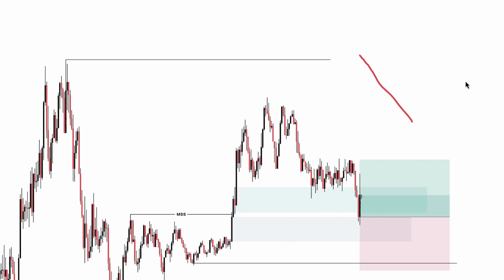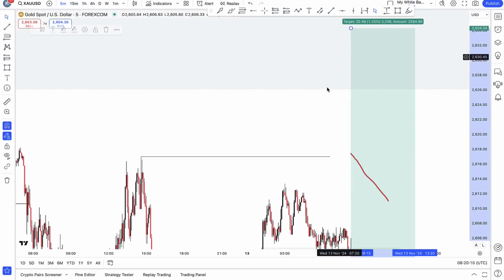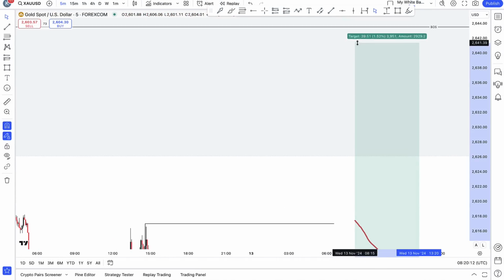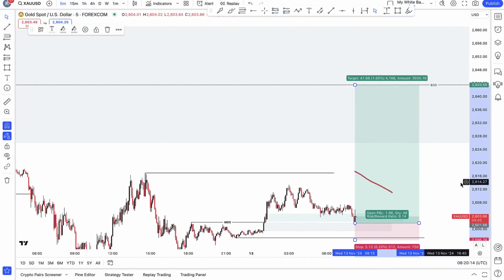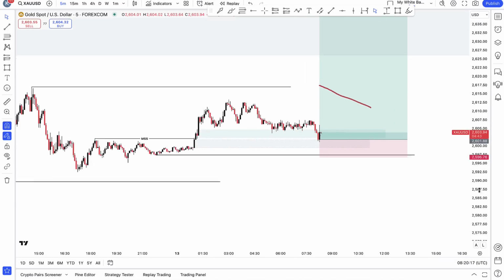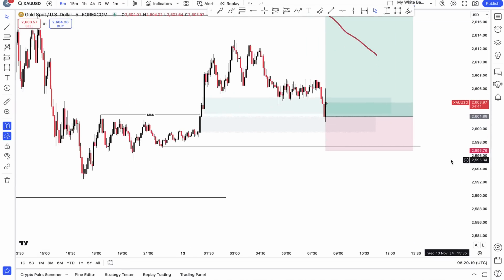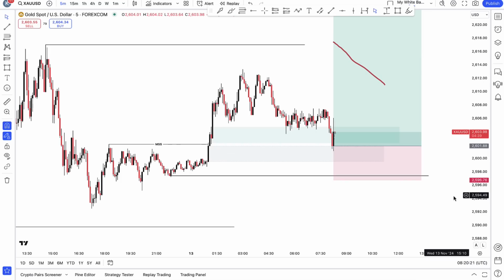So this was my bias. And I was going to target where? Here. This is the top-down analysis. That is the top-down analysis I was waiting for. This is one pattern of taking the trade.